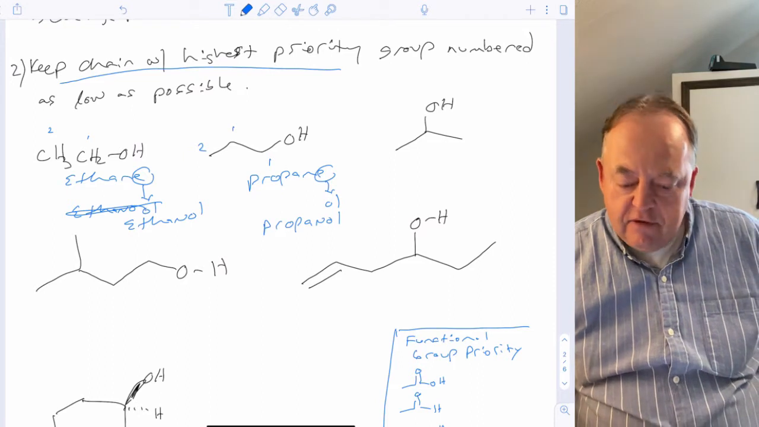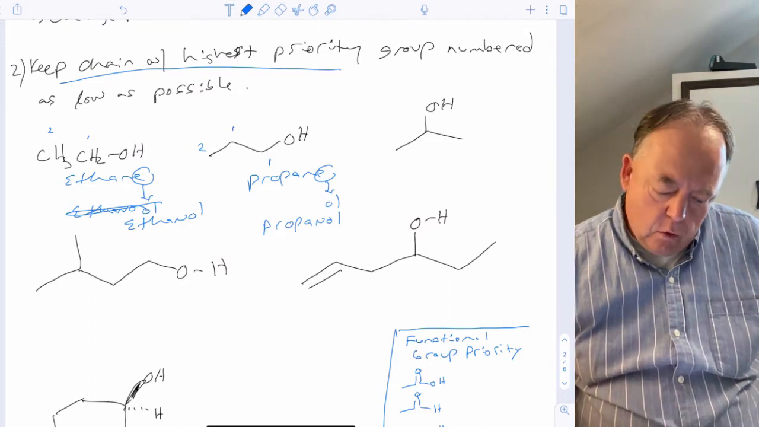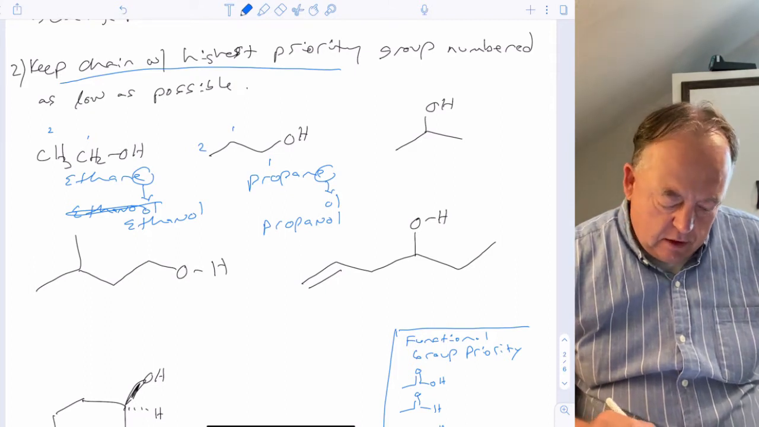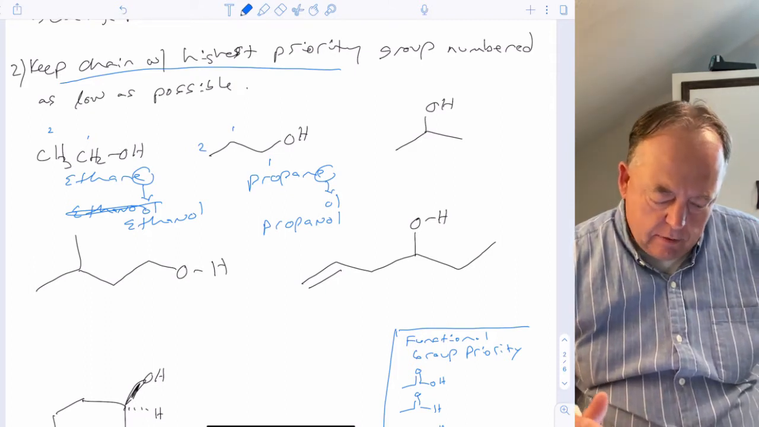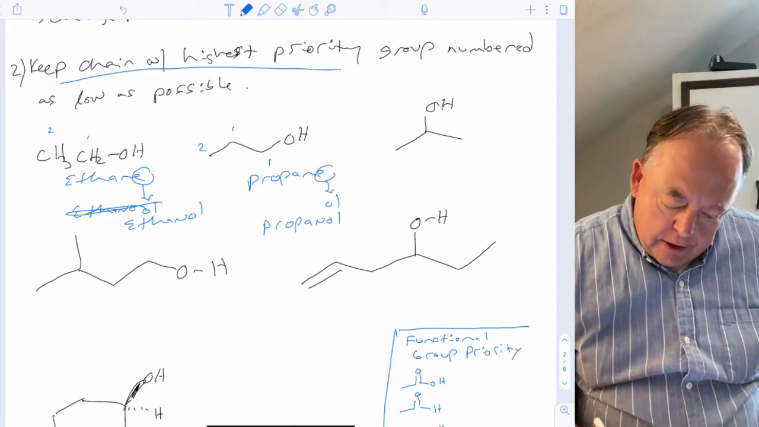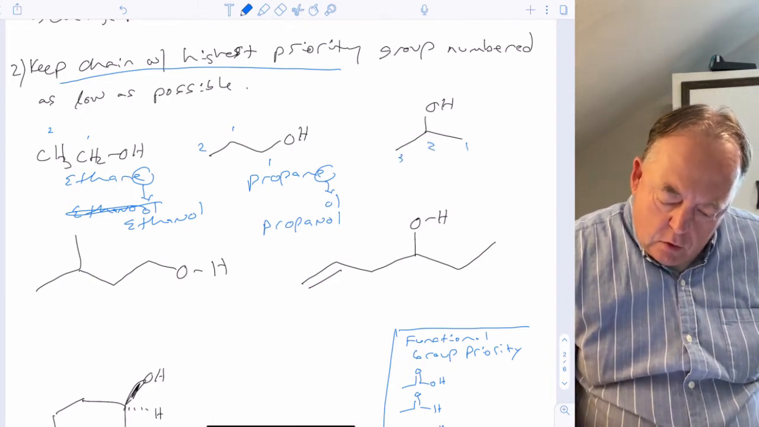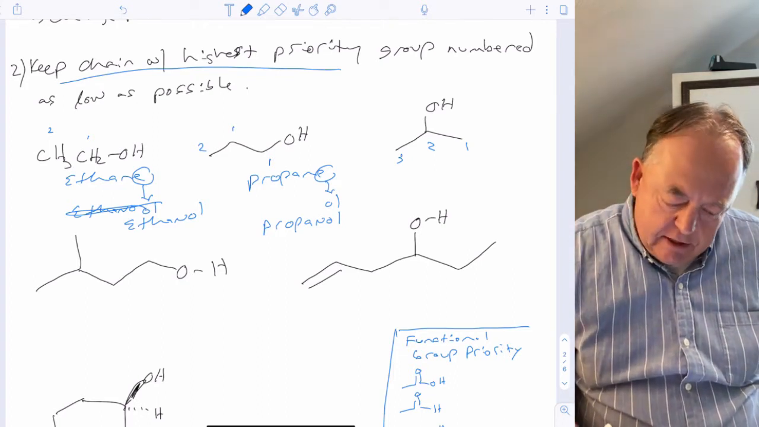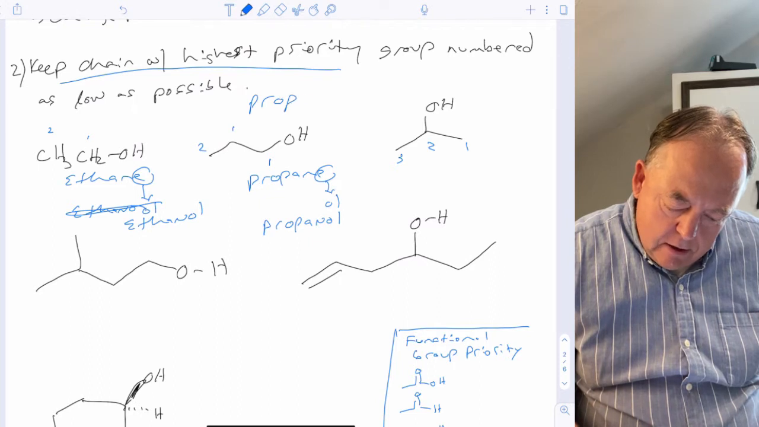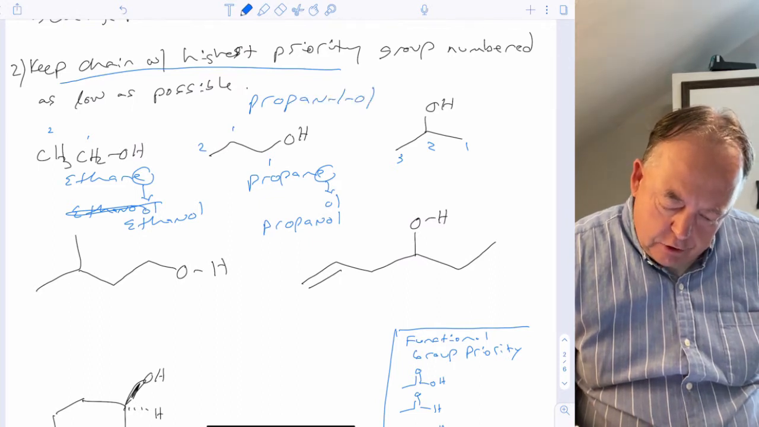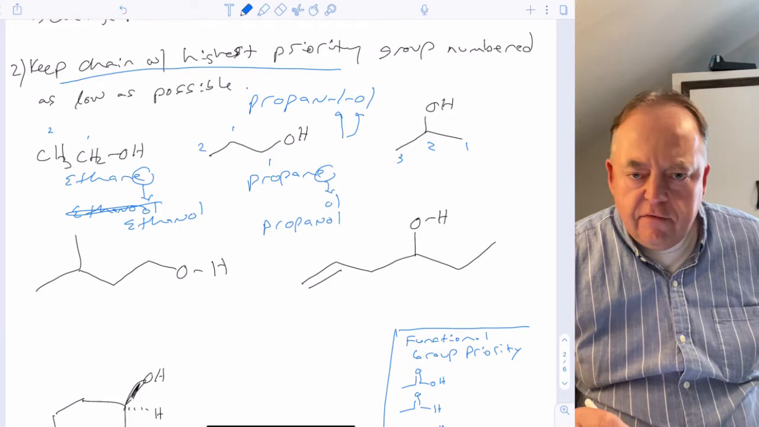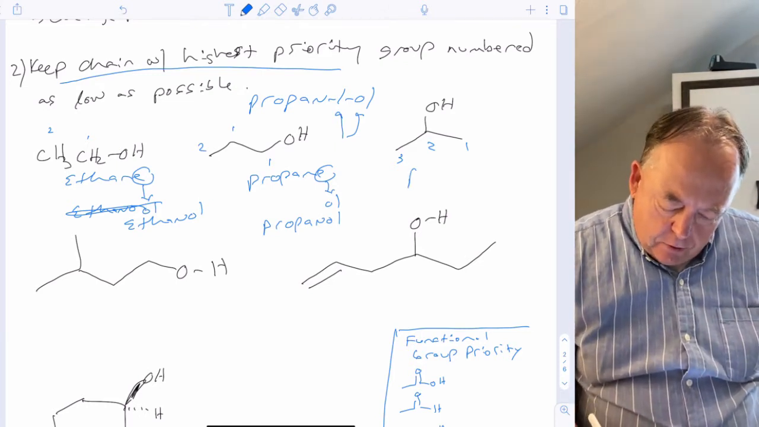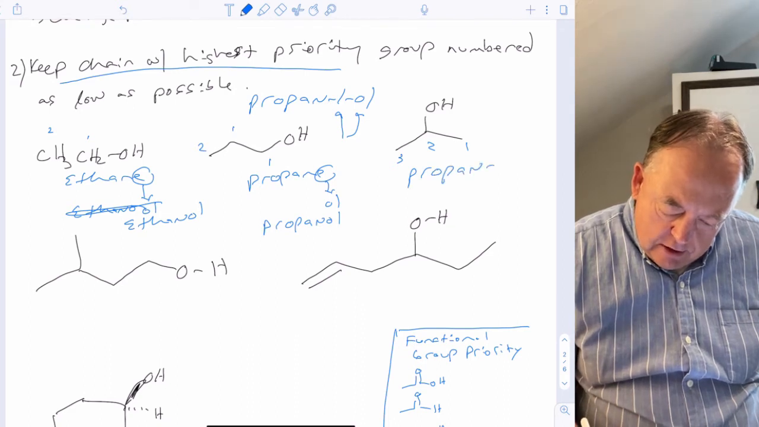But that's not good enough in this case because you do need to specify where the OH is. We didn't have to in ethanol because there are only 2 carbons, right? So it has to be on carbon 1. But in propanol, it could be on carbon 1, or the OH could be on carbon 2 like it is in the next example. So we need to indicate where the OH is. So this would be propan-1-ol. You put the 1 right before the letters in the name that tell you what it is. And so this would be propan-2-ol.